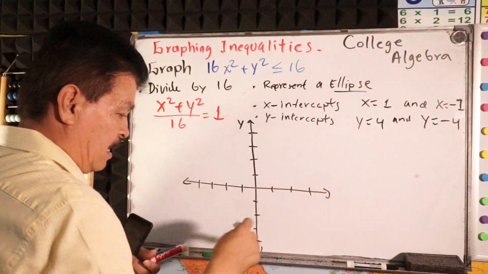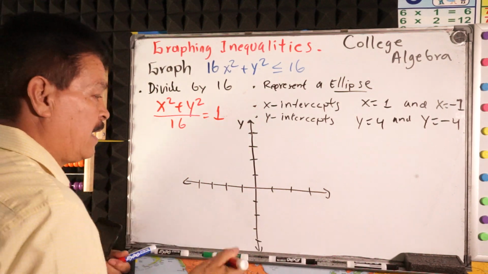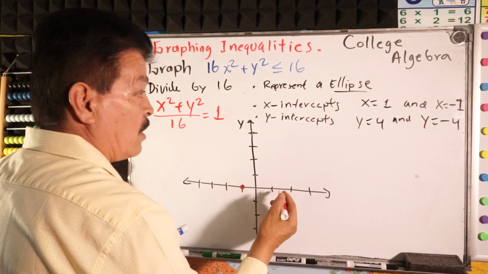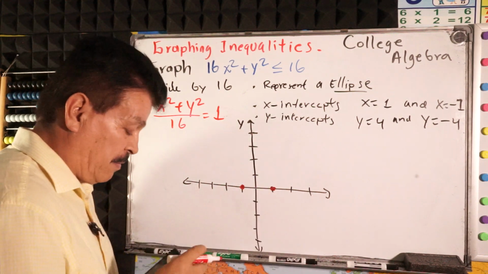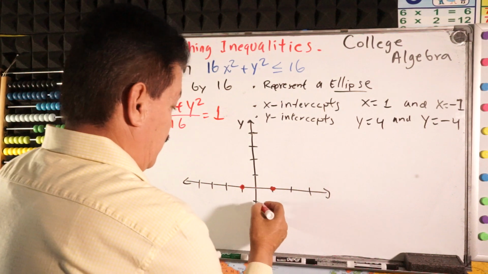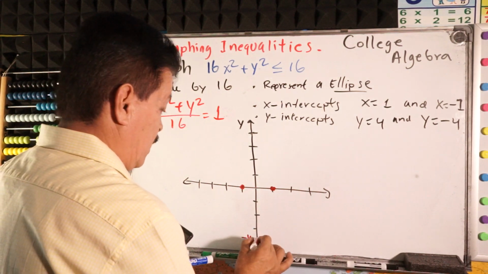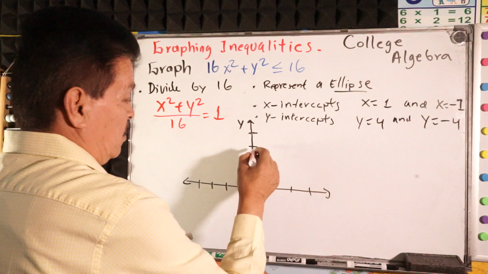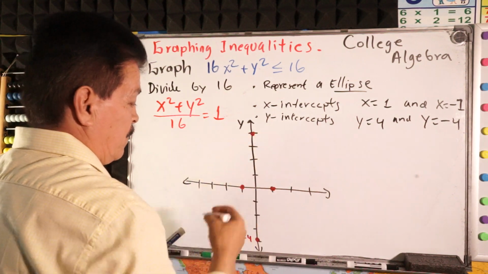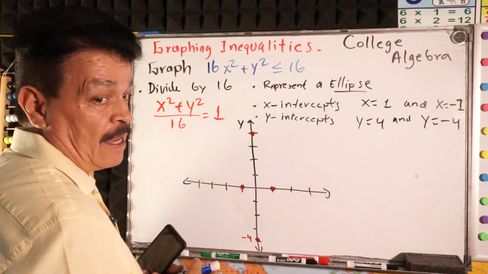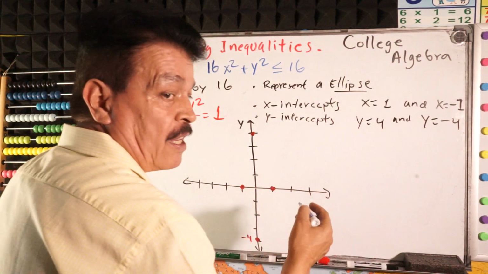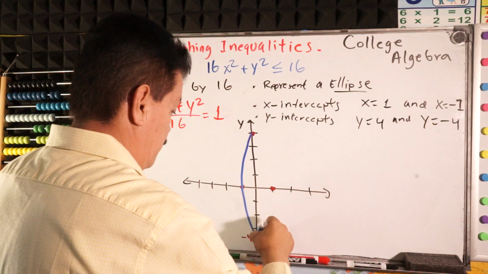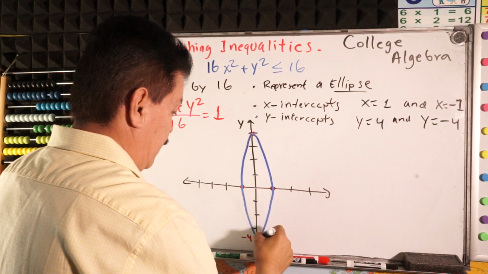Okay, so let's mark the points. One point that we have is right here. The other point is right here. And the other point is -4, right here is the other point. And the other one is +4, 1, 2, 3, 4, right here. So that's the ellipse. The graph includes all these points and the interior of the ellipse.